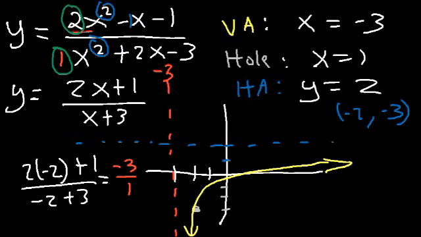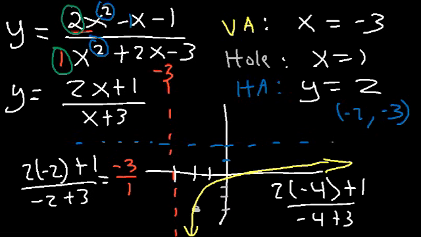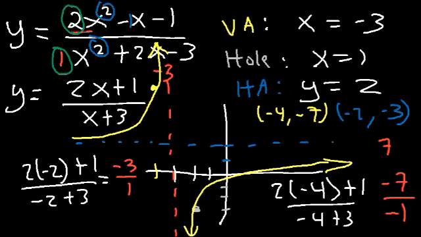Now for the left side, we need to figure out if the curve is going to be here or if it's going to be like this. So let's plug in another test point. Let's plug in a number that's less than -3. So let's choose -4 for x. So 2 times -4 plus 1 divided by -4 plus 3. 2 times -4, that's -8 plus 1, that's -7. -4 plus 3 is -1, so it's 7. So we have the point -4, 7, which is somewhere up here. So therefore, the graph should look like this, based on the points.